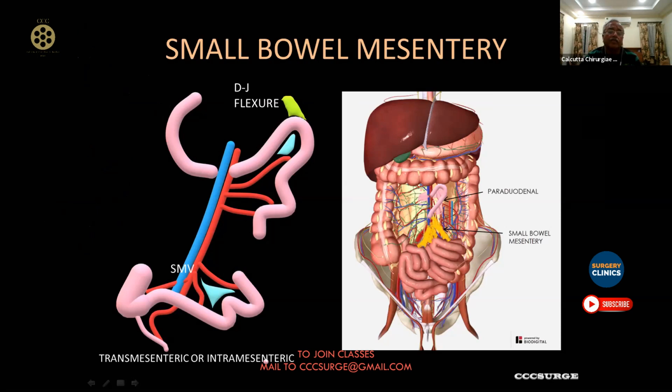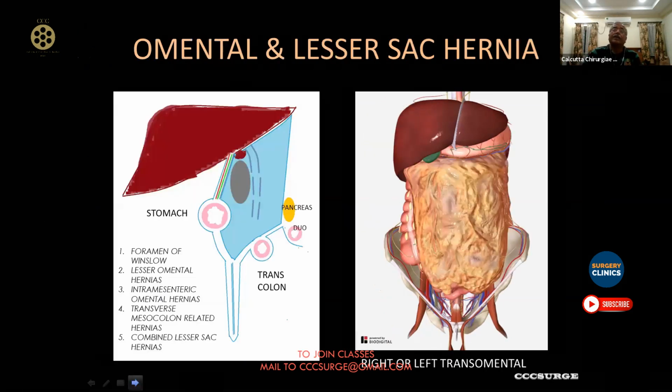I know this is tough, but I'm ready to go very slow. Don't worry. Right, omental or lesser sac hernia. Now that is an opening that we all know. That's called the foramen of Winslow. But I want you to tell me what the boundaries of the foramen of Winslow are. What lies in front?